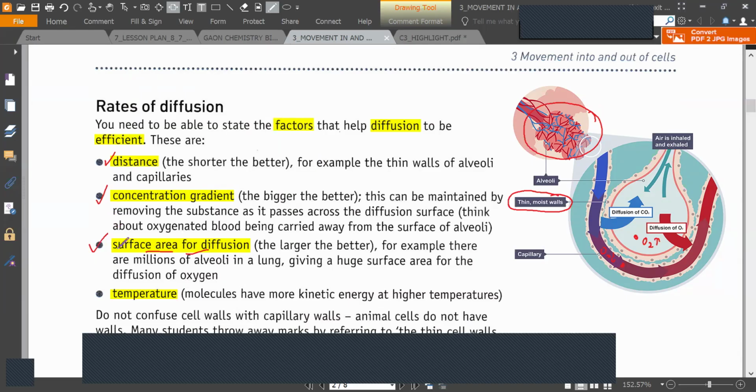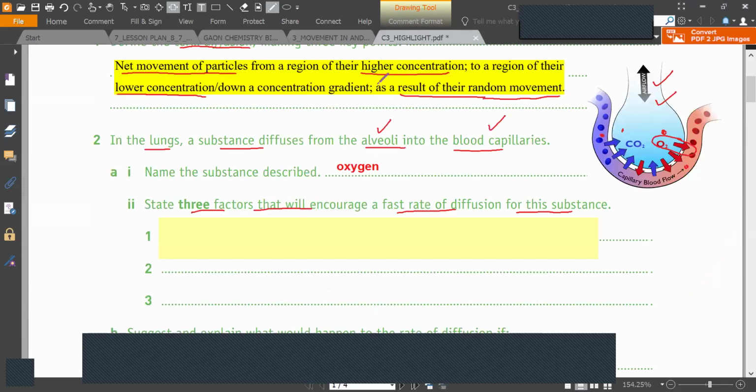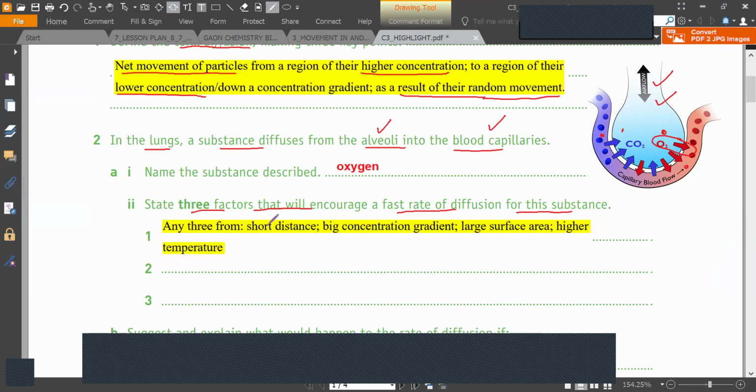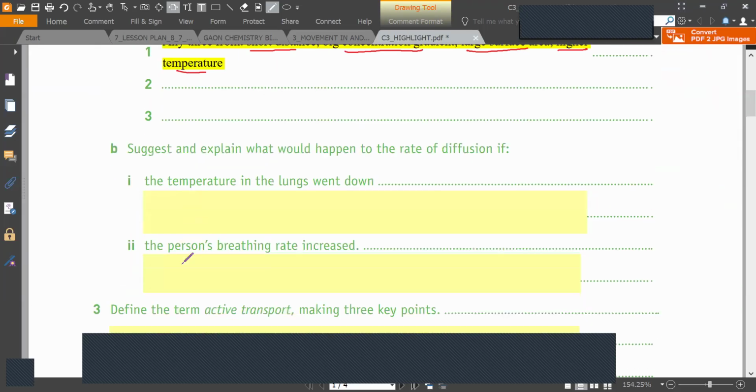In this case, temperature is not too important. Basically we just maintain our body temperature, so that will do. So we can answer here the 3 factors: short distance, high concentration gradient, large surface area, and higher temperature. If we have a slightly higher body temperature, then the diffusion will be faster as well. Okay, next.